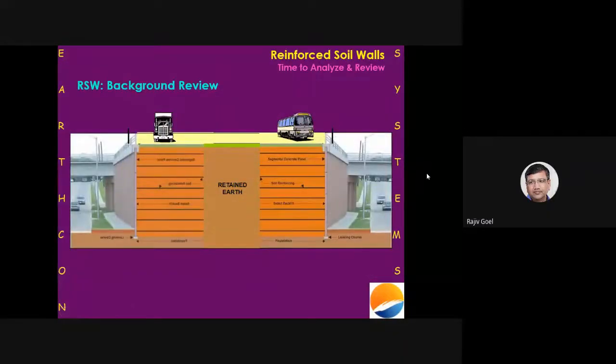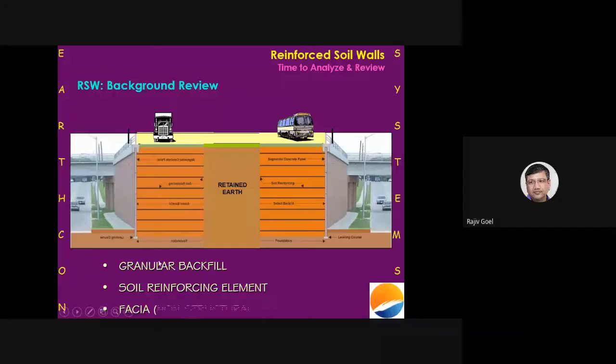A typical example of a flyover construction basically has three major components. You have the reinforced soil here and the reinforced soil here, and you put the reinforcing elements in layers, and you put a concrete fascia outside so that it looks good. And mind you, this fascia is a non-structural element.